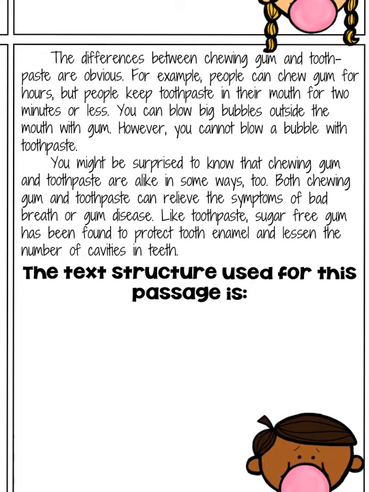The text structure used here is compare and contrast. I know it's compare and contrast because we're talking about differences, and we're also talking about ways that toothpaste and chewing gum are alike. So when we're looking at differences and similarities, or ways that things are unlike each other and alike each other, we're using compare and contrast.